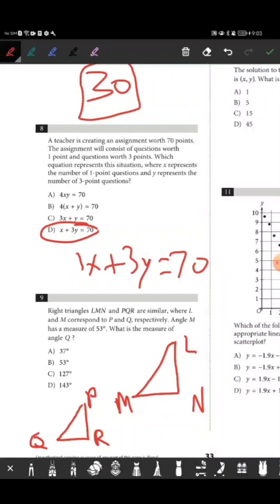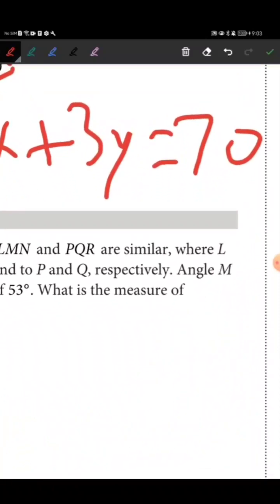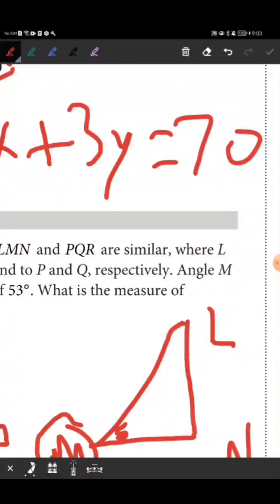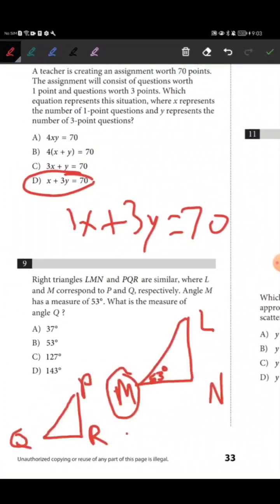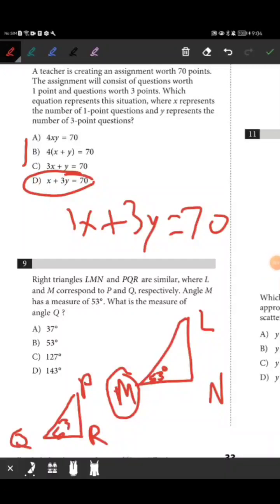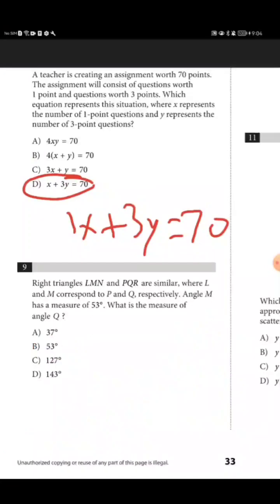So he says here that M equals 53 degrees. Okay. So M equals 53 degrees. What is the measure of angle Q? So because he says these are corresponding angles, then the answer would be 53. Because these are corresponding angles, so the angles would be equal each other.